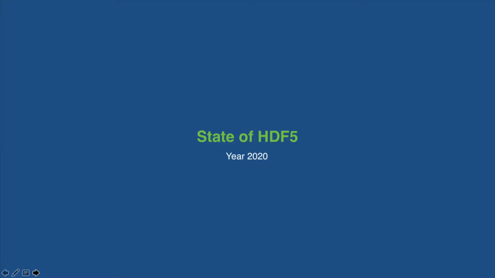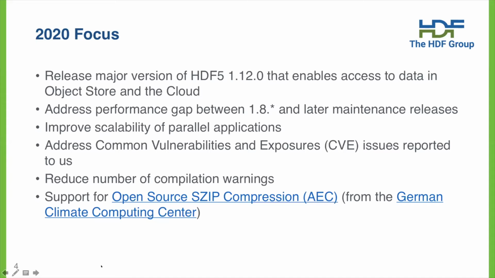Okay, so the state of HDF5, or what we focused on this year. This year was very tumultuous for us, not only because of COVID, but because the biggest effect was our long-awaited HDF5 1.12 release, in which we introduced a new feature to enable access to HDF5 data stored in object stores and in the cloud. We also focused, and it took a lot of effort, to start moving in the right direction to address the performance gap between our very early release, which is already probably 10 years old, 1.8, and later maintenance releases.